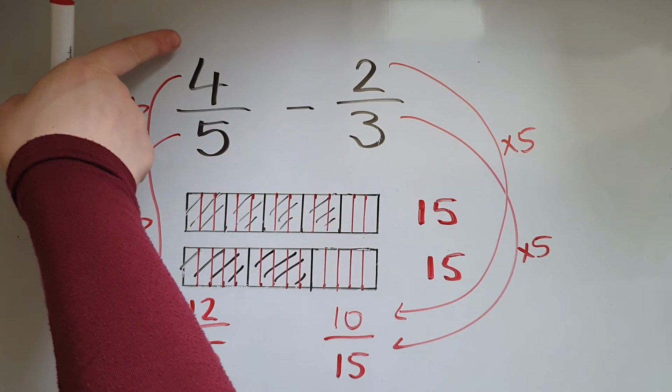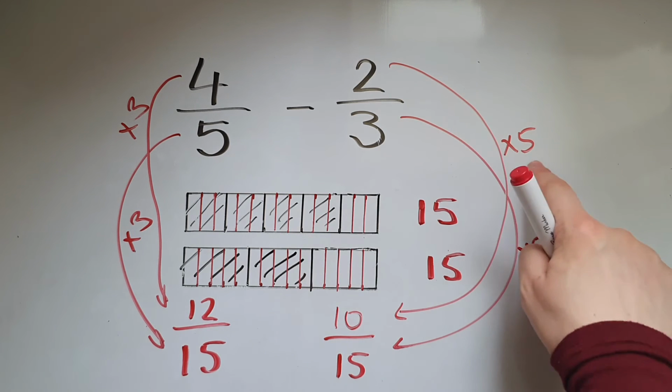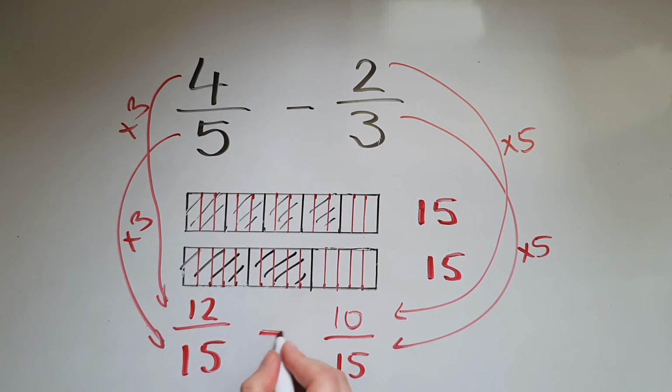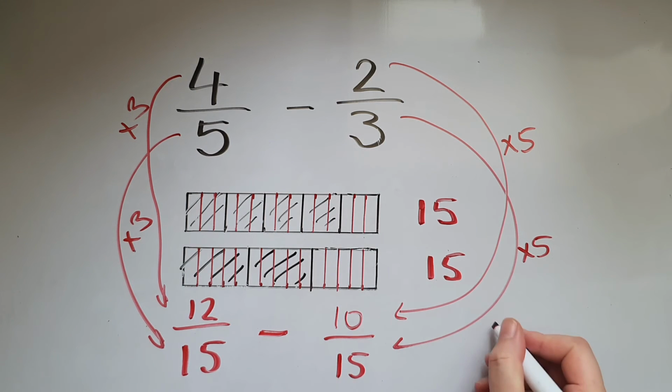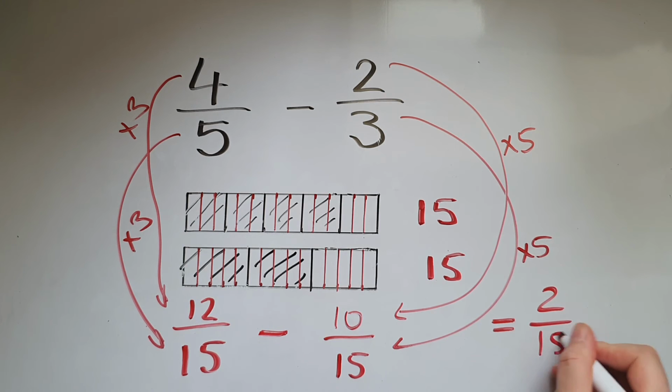As you notice, both the numerator and the denominator have been multiplied by the same number. In this case by 3 and in this case by 5. Now, can we take that away? 12 15ths take away 10 15ths. That is 2 15ths, because 12 take away 10 gives us 2. And of course, we don't need to change the denominator because it means out of how many slices.